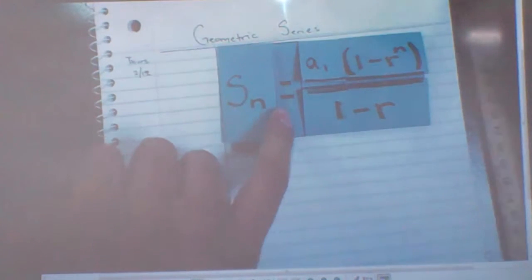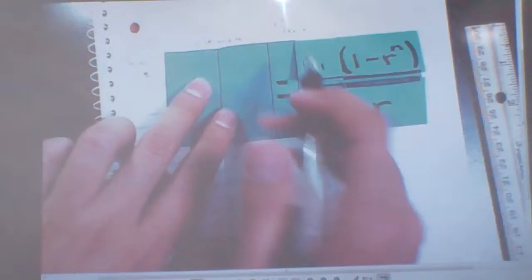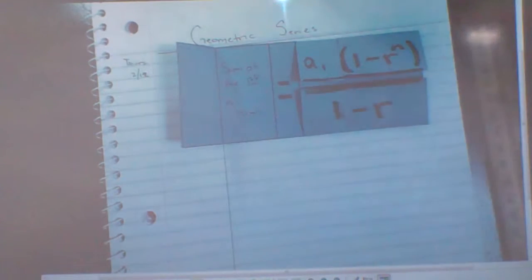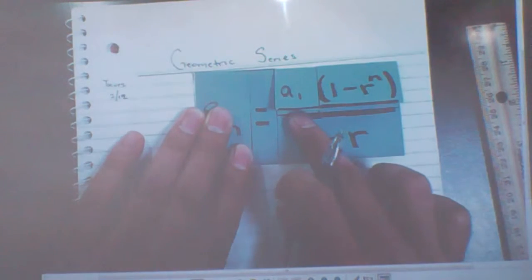Alright, so the first one, I'm going to write it over here. For the first one, it is the sum of the first n terms. So if we said get the sum of 8, it's the sum of the first 8 terms. Alright, close that up. A sub 1, we can define that. What is that? First term.